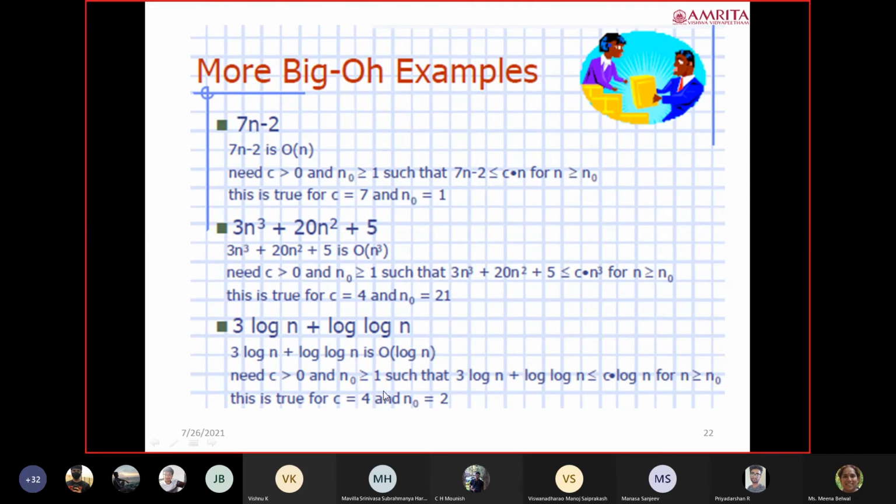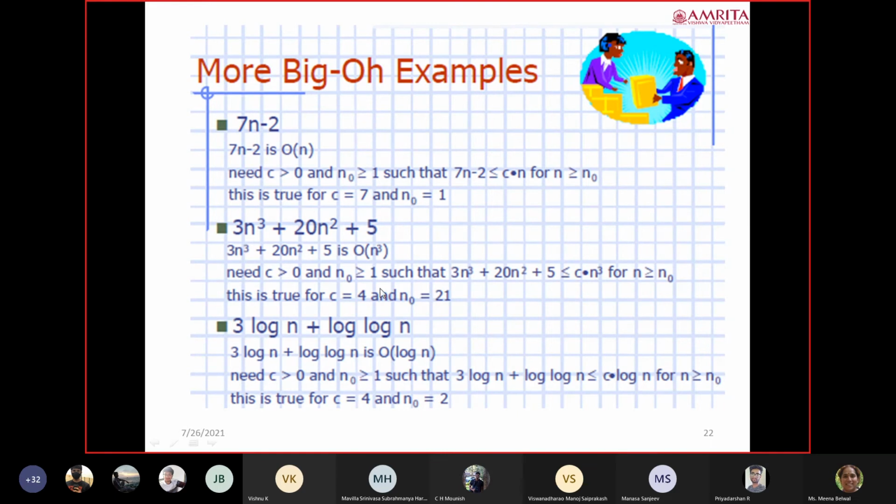Okay, but if you want to find out C and n0, you need to prove that. So you need to find a C that is greater than 0 and n0 should be greater than or equal to 1. Okay, so f(n) is less than or equal to C of log n. If you keep C as 4 and n0 as 2, you are able to satisfy the inequality. So we try to keep the values minimum. You kept n0 as 2 because this is base 2 log. I was telling you to keep n as 4, but we are trying to find out the minimum value.